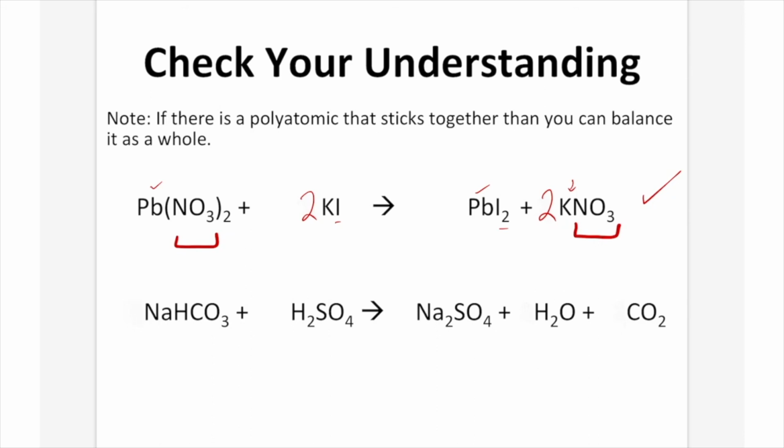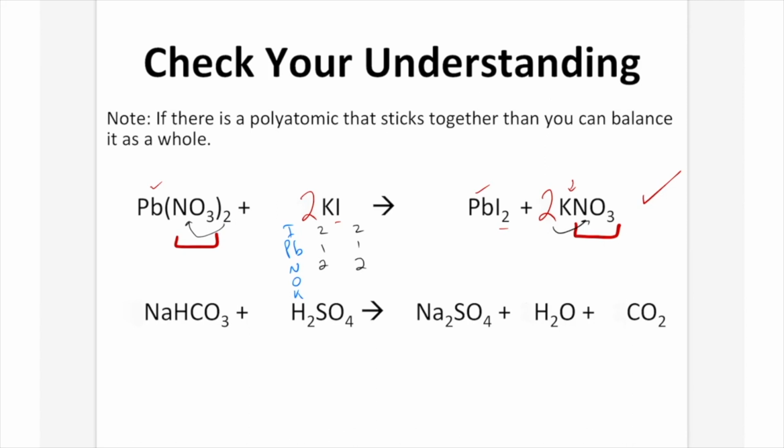So our elements that we have are Pb, N, O, K, and I. On the left-hand side, there are 2 I's. On the right-hand side, there are 2 I's. On the left-hand side, there's 1 Pb. On the right-hand side, there's 1 Pb. On the left-hand side, there's 2 nitrogens, right? Because that 2 goes to there. So 2 nitrogens. And on the right-hand side, there's 2 nitrogens because 2 times 1 there.